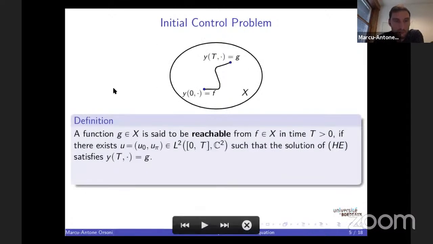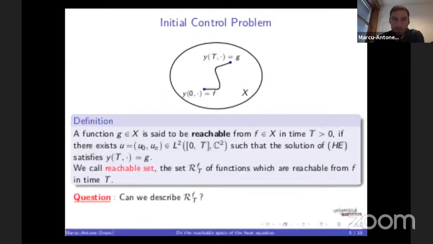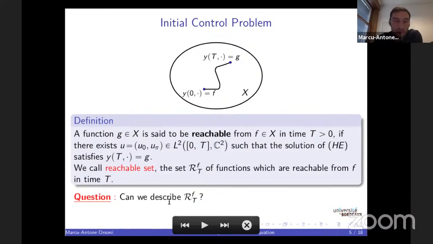So let me give some definitions. I will say that the function g is reachable from the initial condition f in time t, if there exists a control in L2 such that we can steer the initial condition f to the final state g in time t. So you start from f, and with a good control, we finish in g in time t. And the reachable set is all the reachable functions from f in time t. And the problem is, can we describe the reachable set?